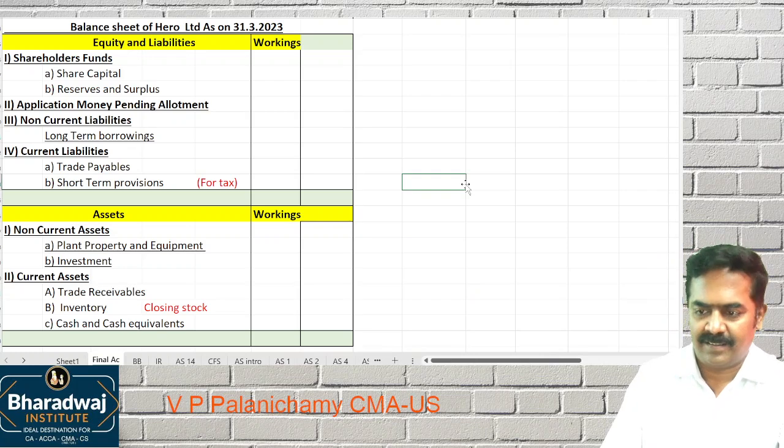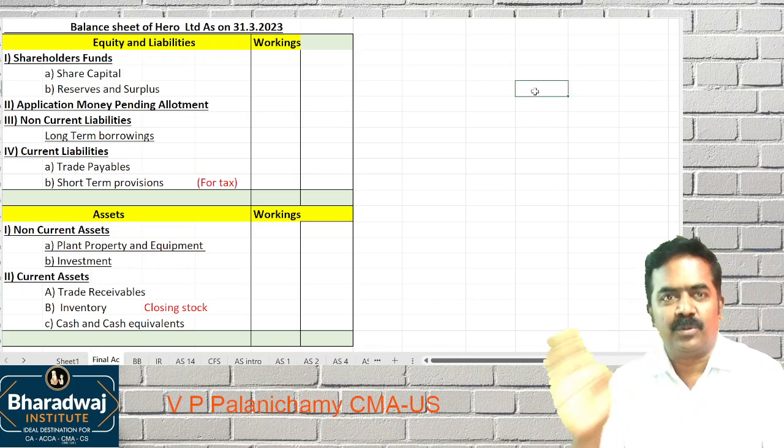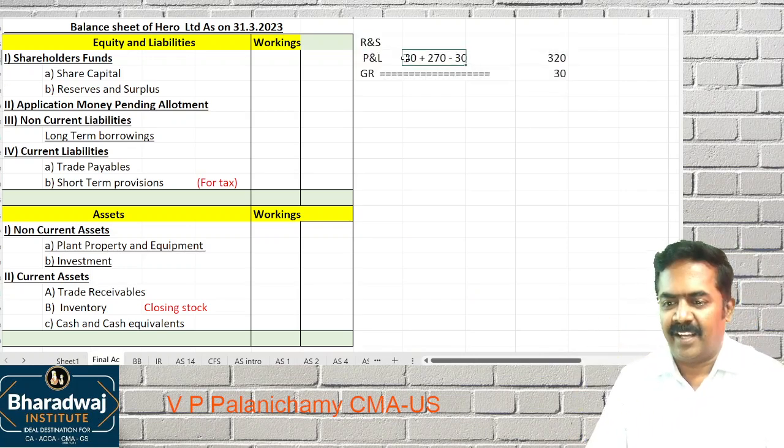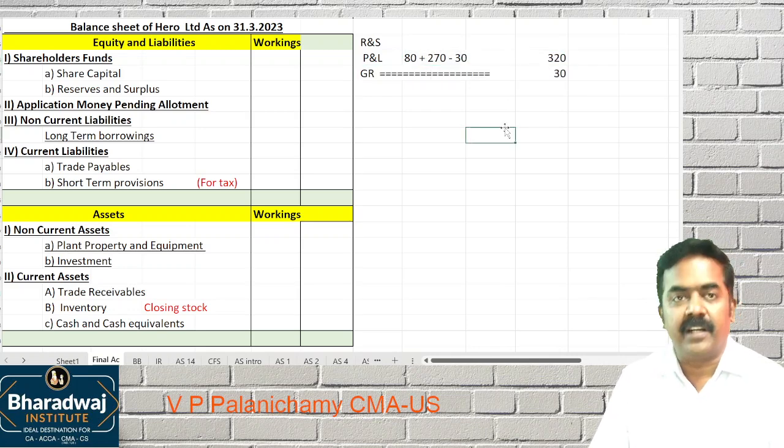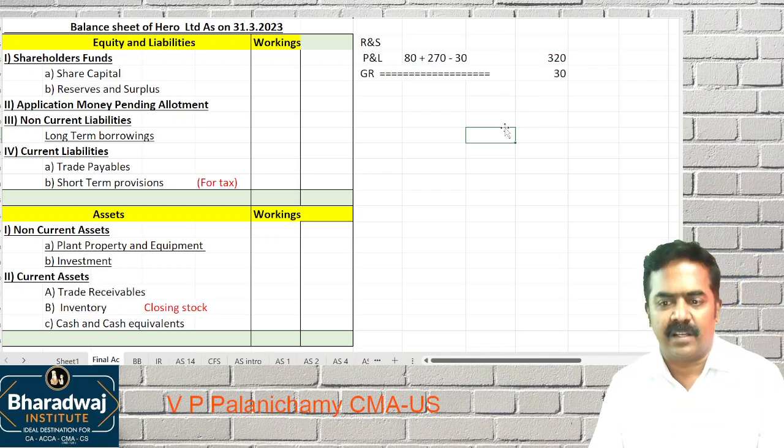Please don't do this in the exam. 80 plus 270 minus 30. Opening balance 80, current year net profit 270, minus transfer to general reserve 30. So general reserve created will come. There is no old balance. 380 will come. Total of 350 add.